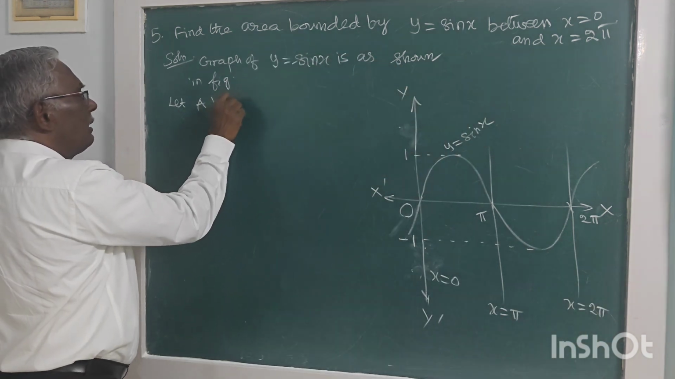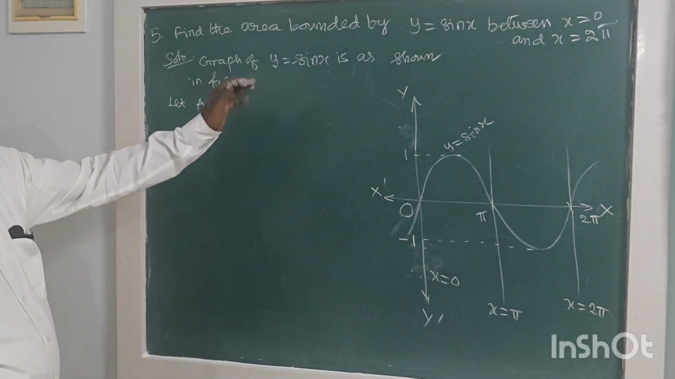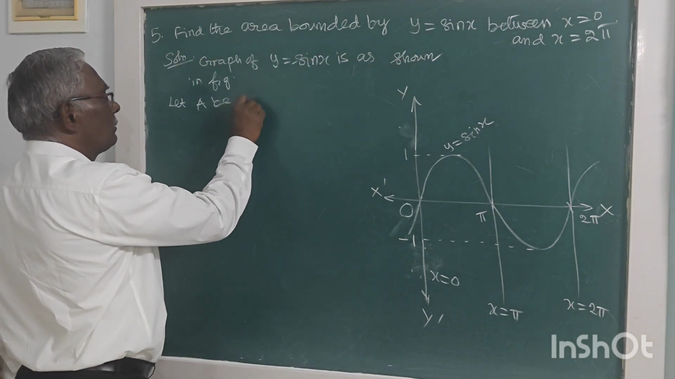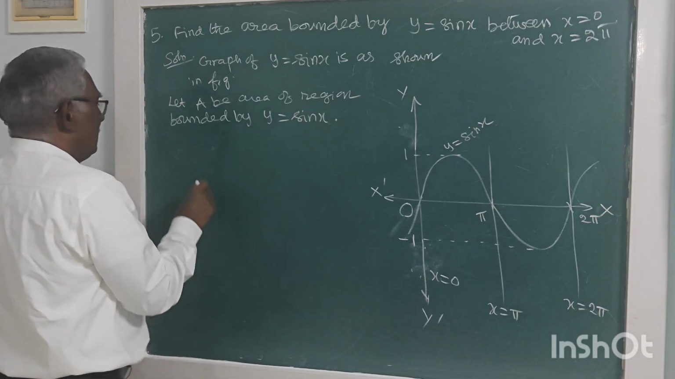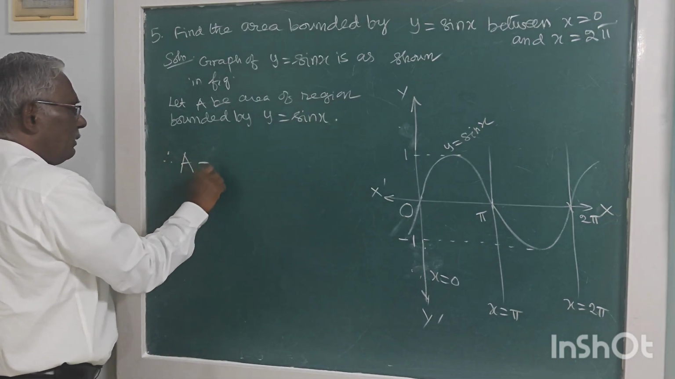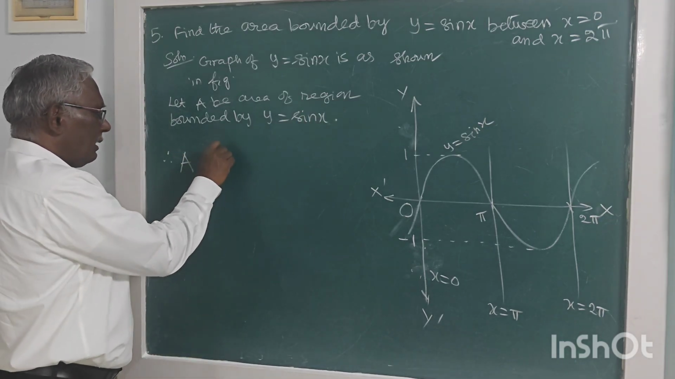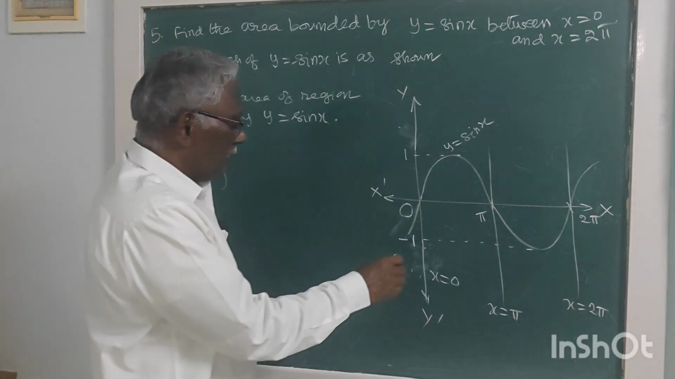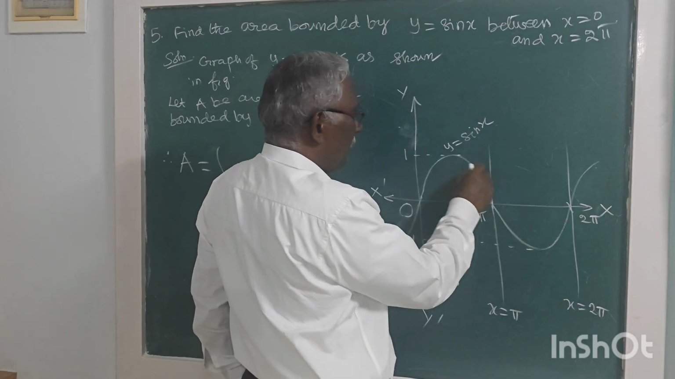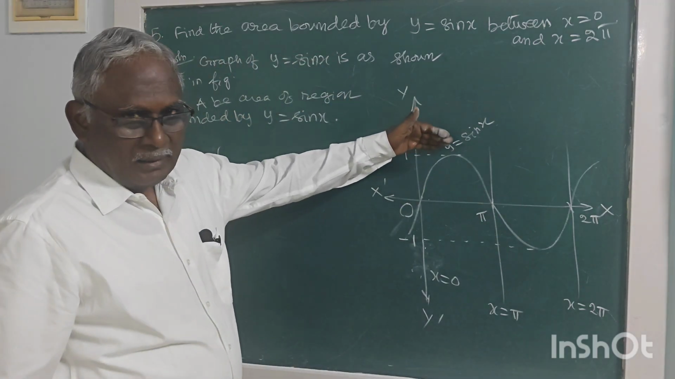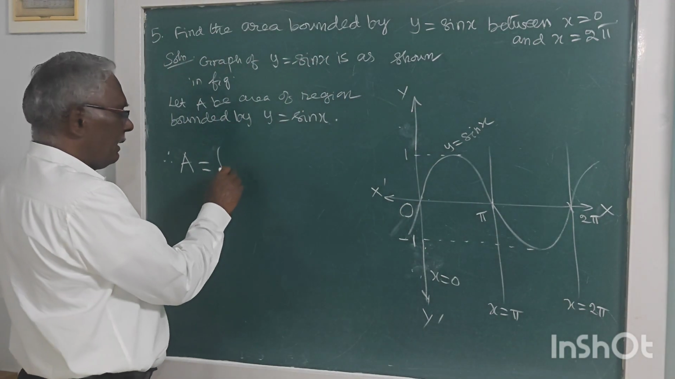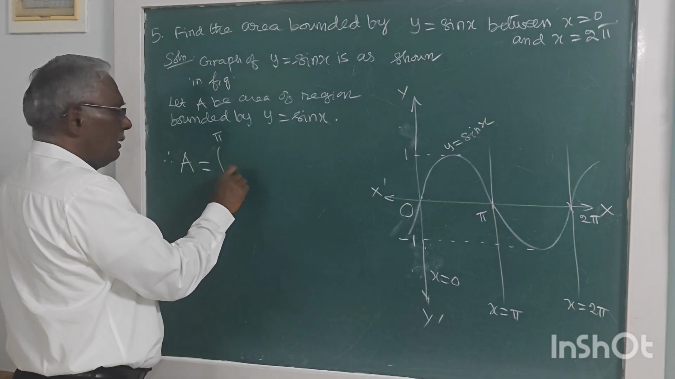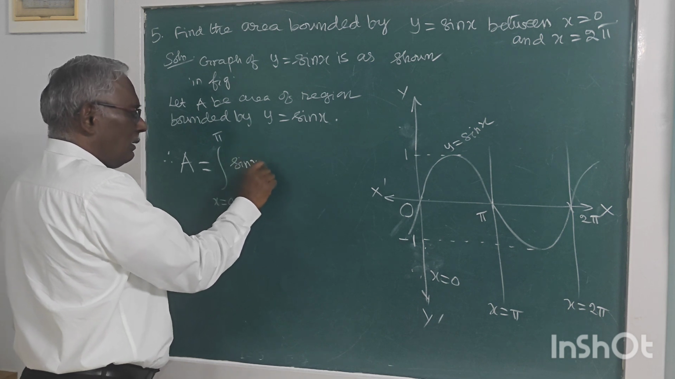Let A be the area bounded by the curve y is sin x. Therefore, A is equal to integral 0 to 2 pi. From 0 to pi, the curve is in the first quadrant. So that means we can write integral x is 0 to pi sin x dx.